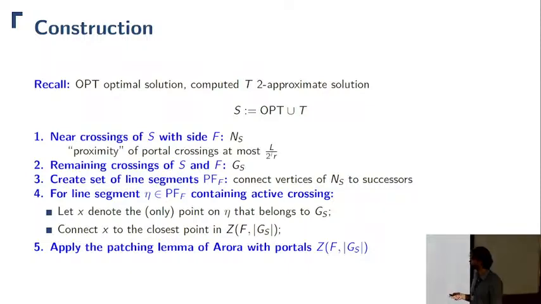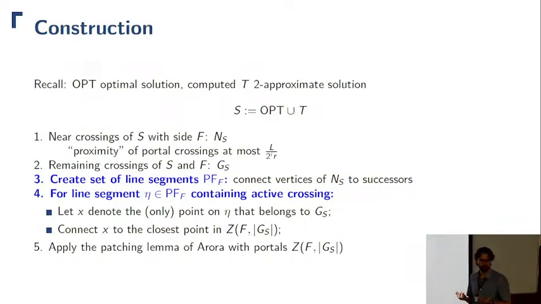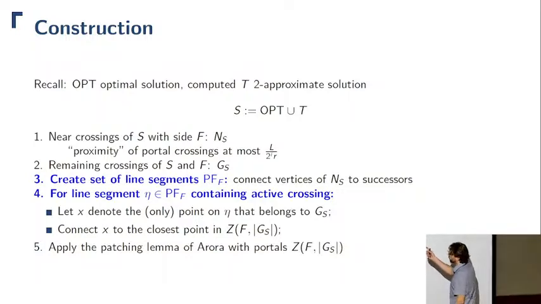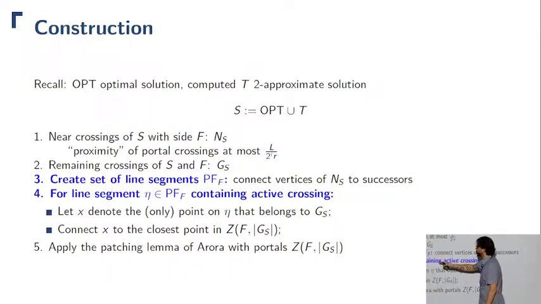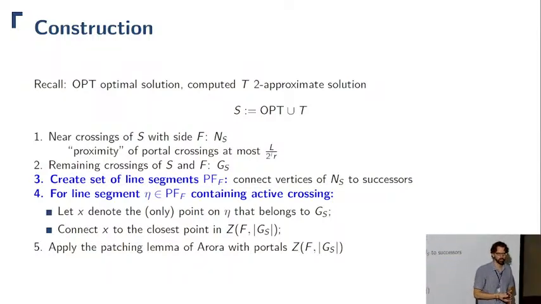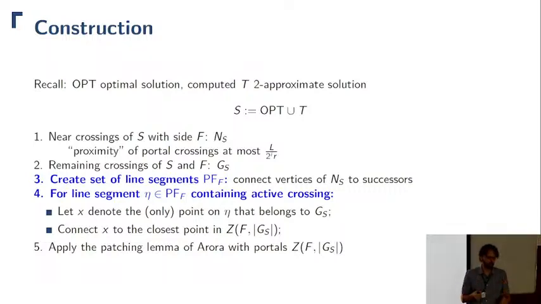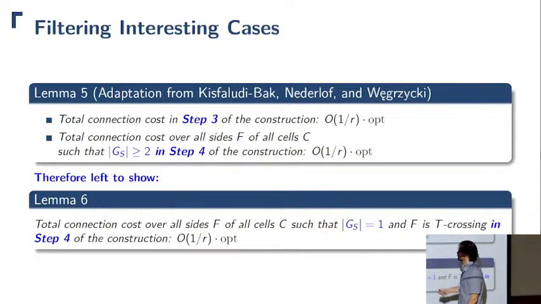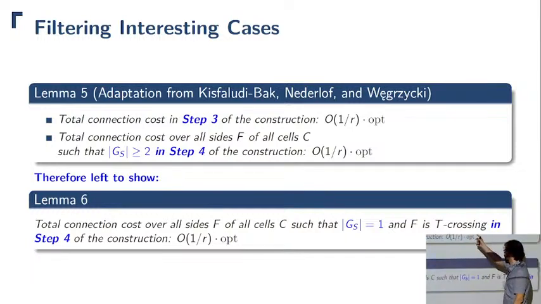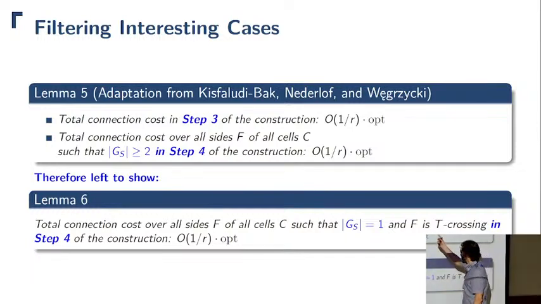Then in order to show that the solution is good enough, points 1, 2, and 5 are basically clear from previous results. Then what's left is 3 and 4. For 3 and 4, we have to work a bit harder to show that we only lose an epsilon factor from those. And for step 3, we can simply apply lemma 5 of Kisfaludi-Bak et al., because they dealt with that already.